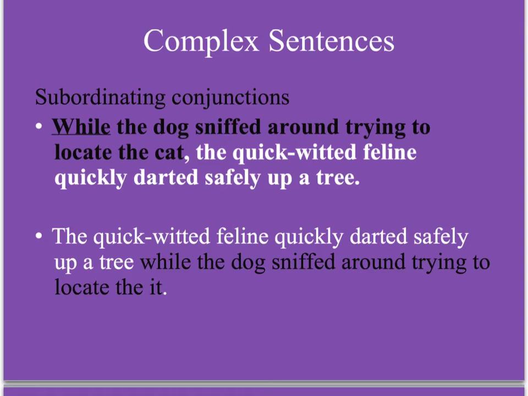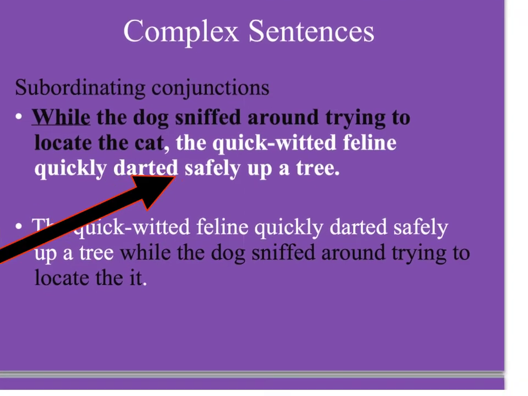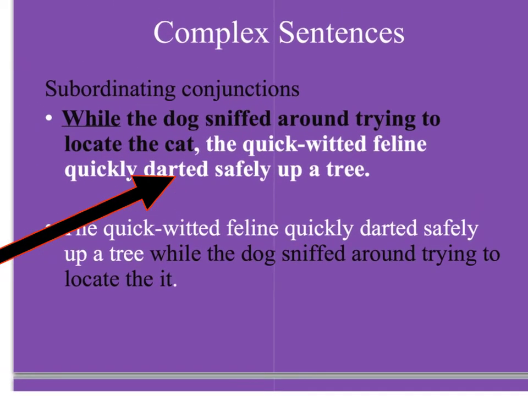Now when you're writing complex sentences, if the dependent or subordinate clause comes first, you'll notice that there is a comma. However, if you start with the independent clause, the quick-witted feline quickly darted safely up a tree while the dog sniffed around trying to locate it, you do not need a comma for that.